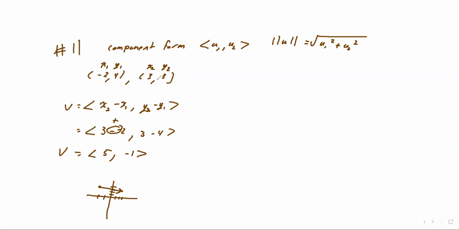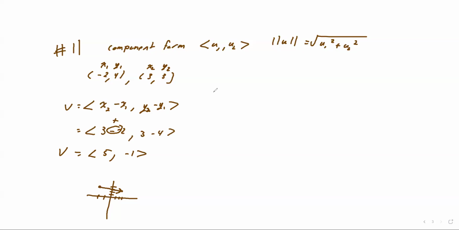You don't have to graph it on yours, but I just wanted you to see how I created that vector. If I was to move this vector from the origin, it'd be the same thing as if I went over 5 and down 1 as well. All right, so that's the first part, find the component form.